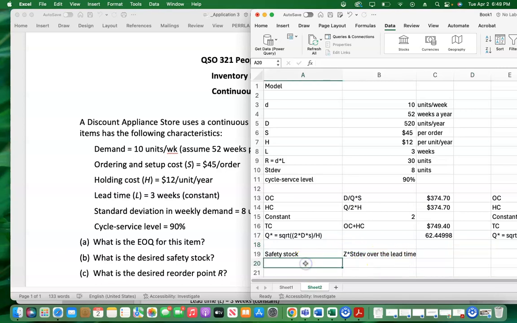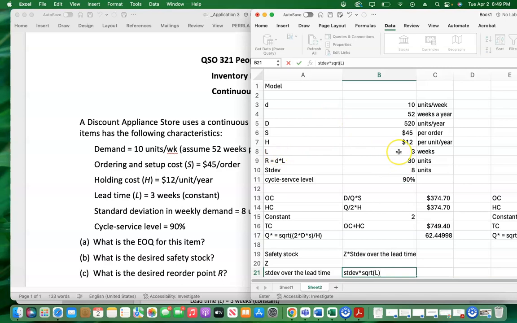So we need to know how we can find the Z, and also how we can find the standard deviation over the lead time. To find the standard deviation over the lead time, we're going to take the standard deviation which is given, and here you can see we have 8 units, and this will be times the square root of the lead time, and the lead time is this value.